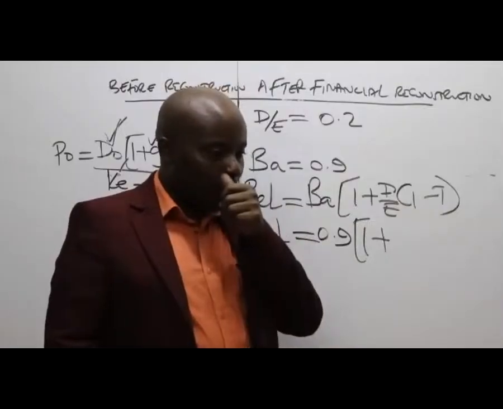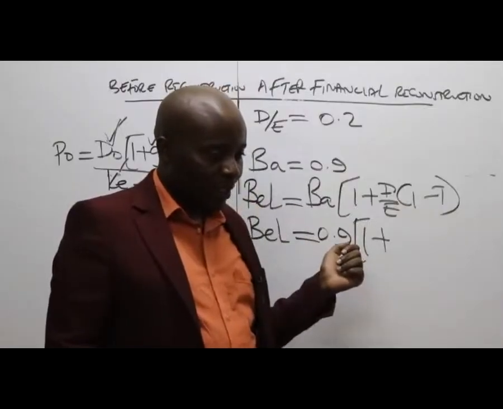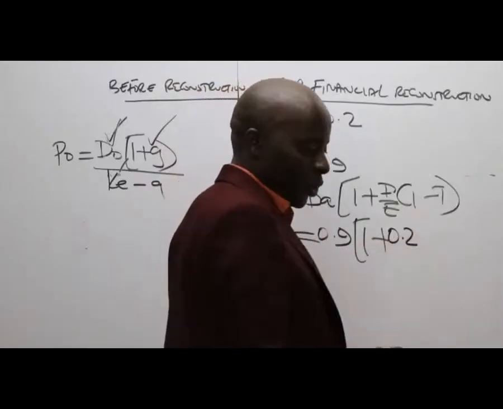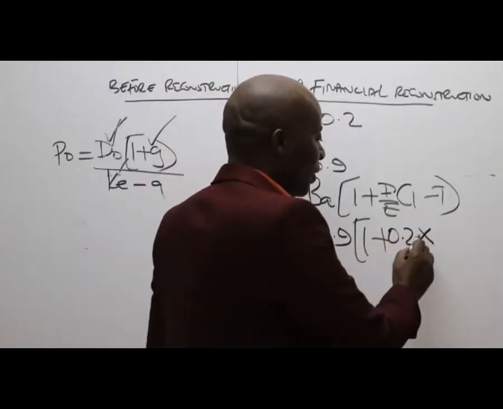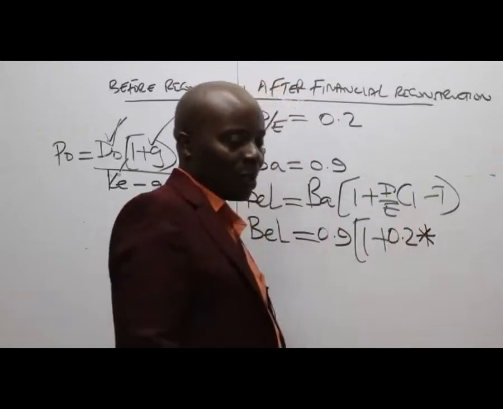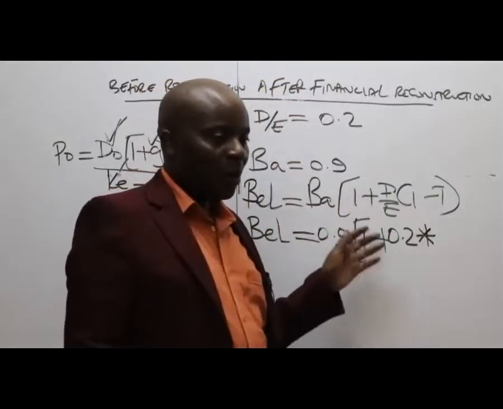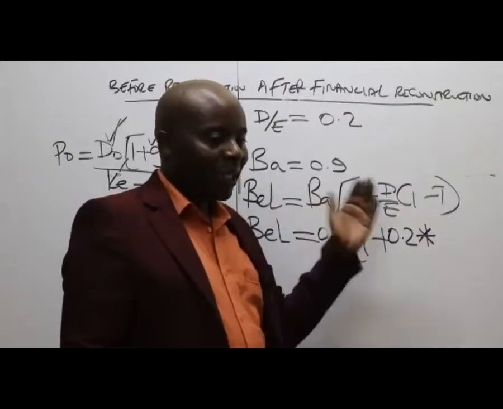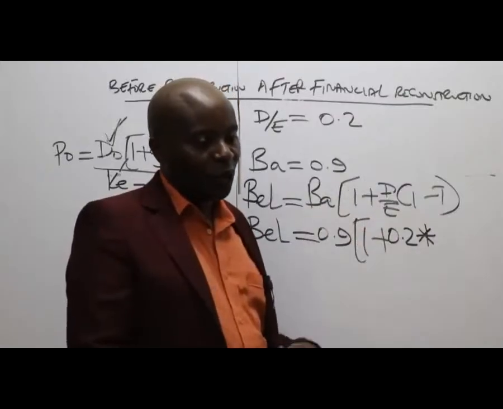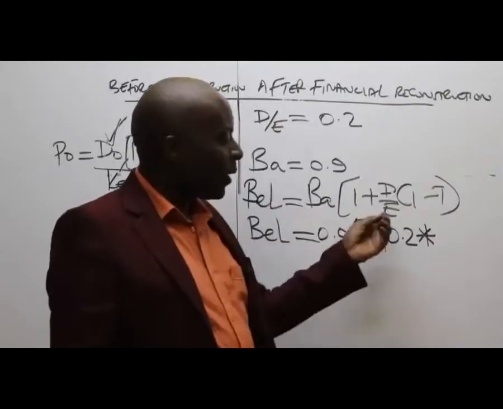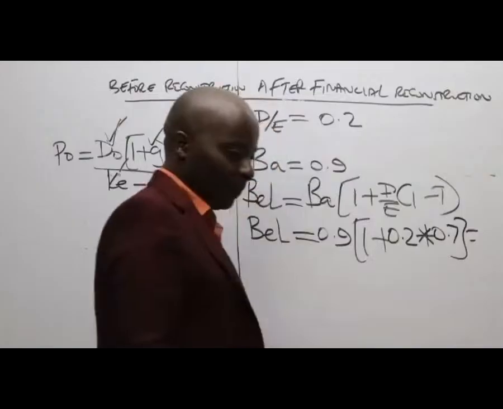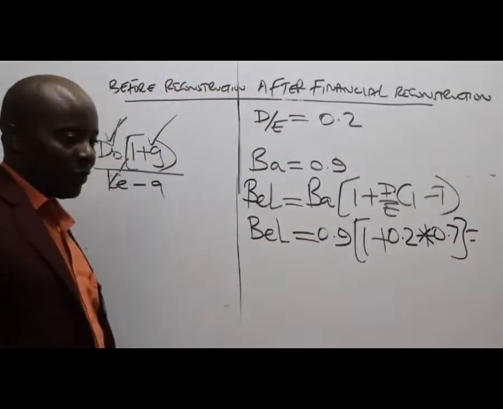Do we have debt to equity? It is 0.2 here. And then this has to be adjusted for tax. Remember, it is 0.2 multiplied by 1 minus tax. The tax rate was provided as 30%, 0.3. So 1 minus 0.3 gives me 0.7.